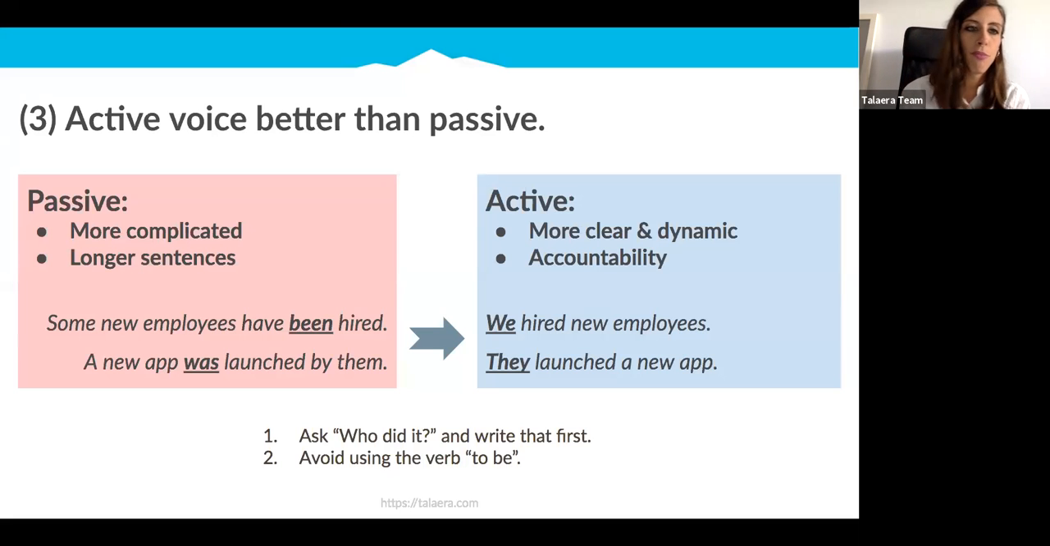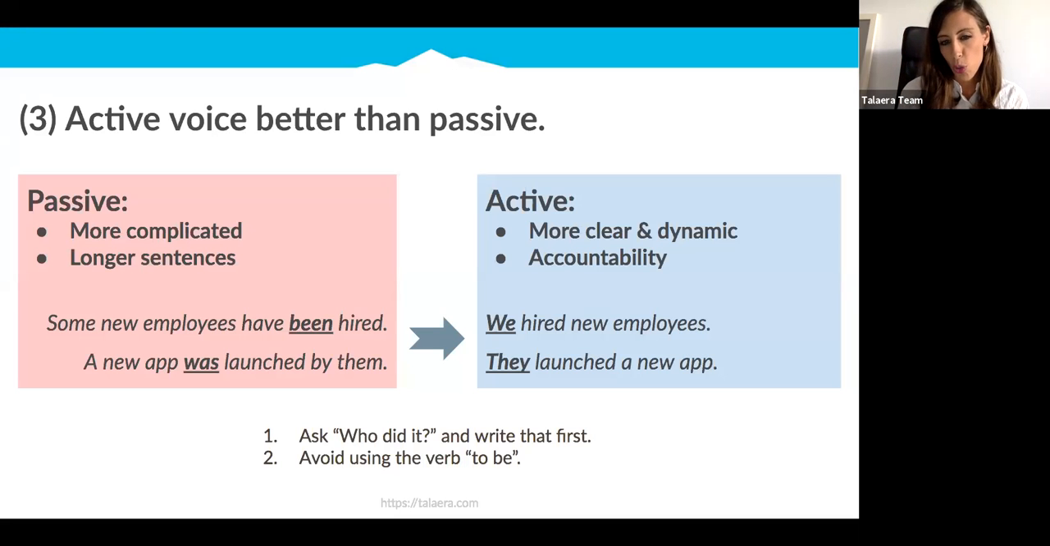And what does it mean? Active voice better than passive. Passive is just much more complicated, and you end up writing longer sentences. For example, "Some new employees have been hired." That's passive. But if you make it active, it's just more clear and dynamic, and it gives accountability. It means you're saying who did it. So instead of "some new employees have been hired," you can just say, "We hired new employees." Or "a new app was launched by them." You can say "They launched a new app."